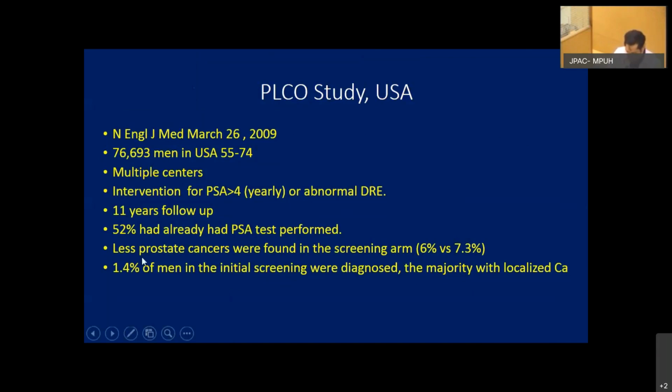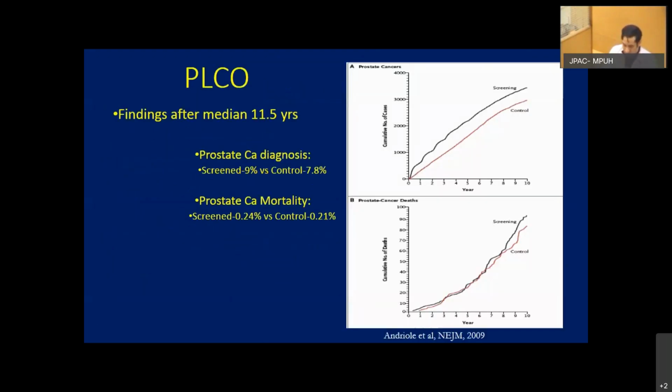And 1.4% of men in the initial screening were diagnosed, the majority with localized prostate cancer. They were not excluded from this trial somehow. And findings after the median of 11.5 years, they said that prostate cancer diagnosis in screened patients was 9% versus control 7.8%, and mortality in screen was 0.24 versus control 0.21, which was not very significant. The mortality was not significant.